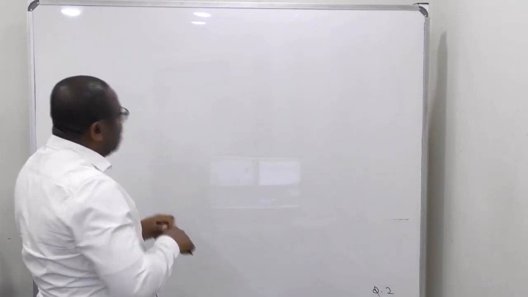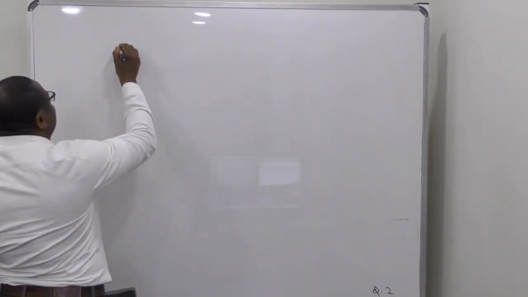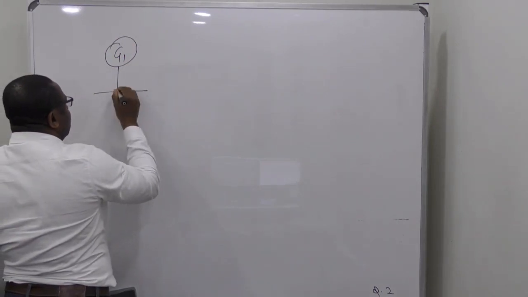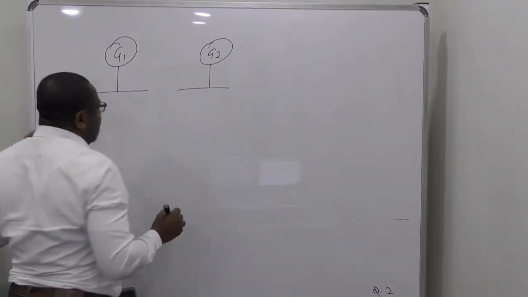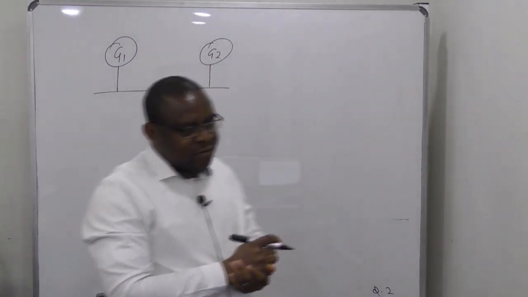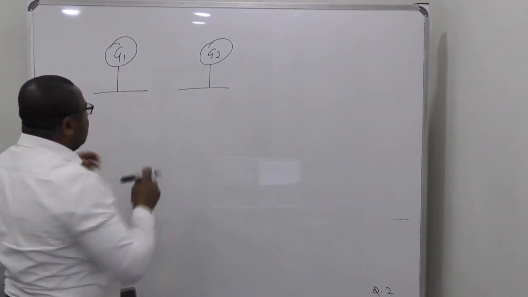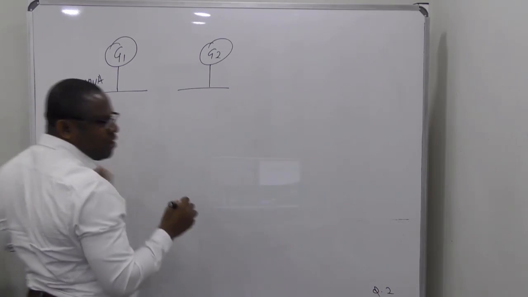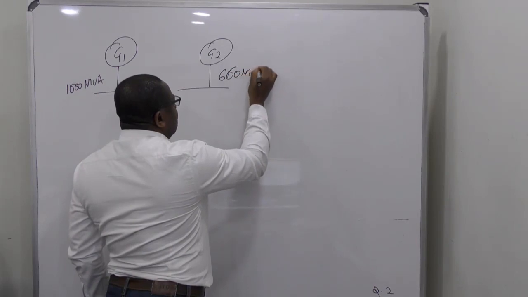Okay, so let's look at the question. It says the estimated short circuit level at the bus bar of a generating station, let's say this is gen 1, and that's a bus bar. I'll have another generator, gen 2. Now, it says that the fault level is 1000 MVA, and this side is 660 MVA.